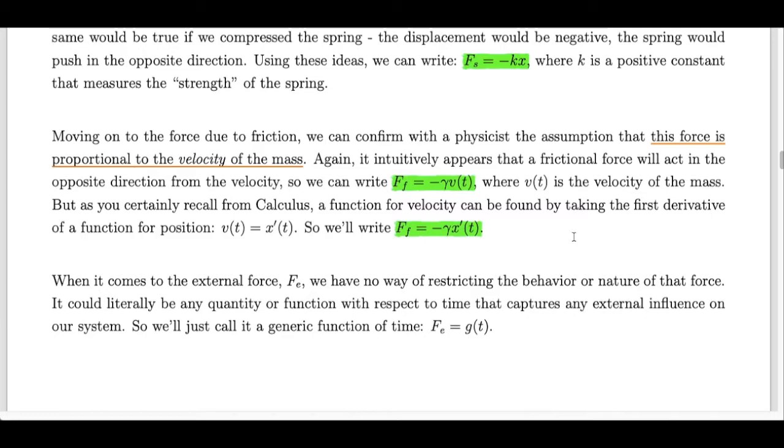Lastly, we have the external force. This is meant to be completely general. Any external influence on our system. Maybe a piston is attached to our mass that forces it to oscillate along with or in competition with the spring. Maybe the mass experiences a sudden jolt like your car's shocks would experience when you hit a hole in the road while you're driving. So there isn't any restriction on this external force. So we're just going to represent it as a generic function of time. And I'm just going to say that the external force is some function g of t. So we have three separate forces acting on our mass.